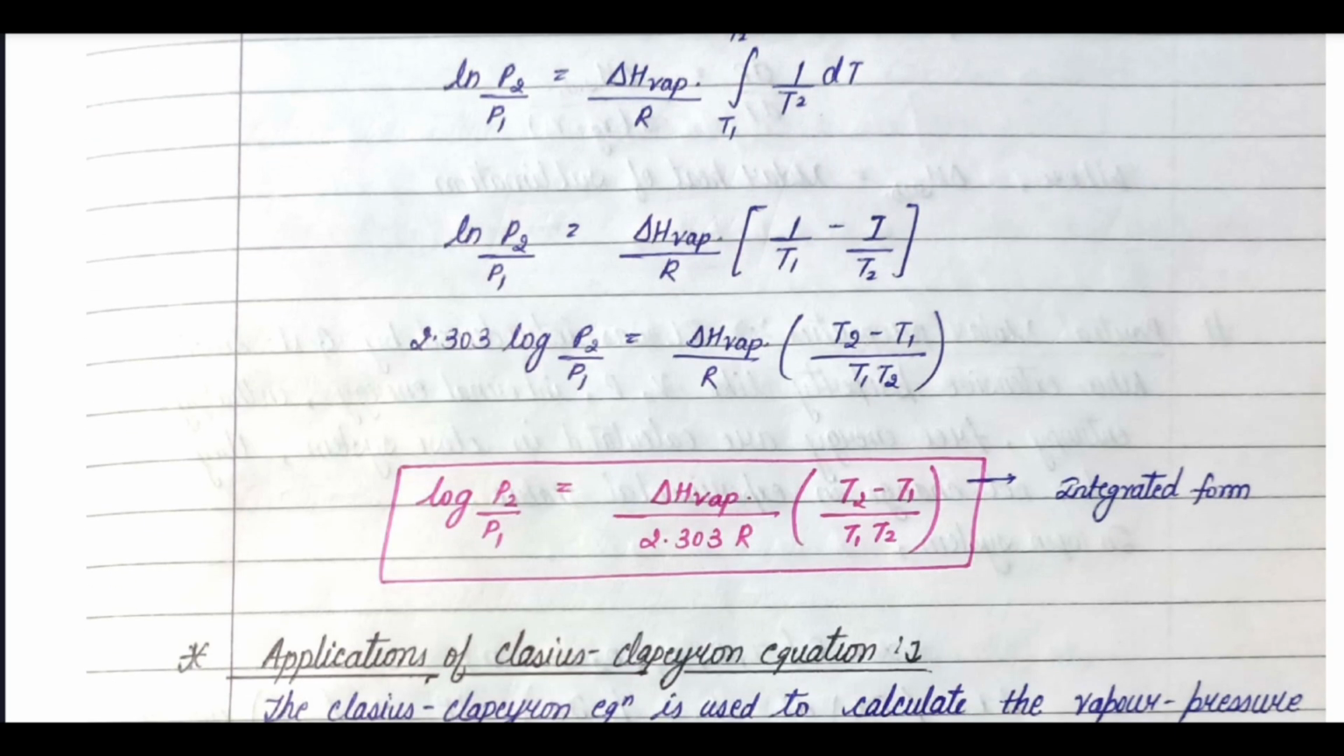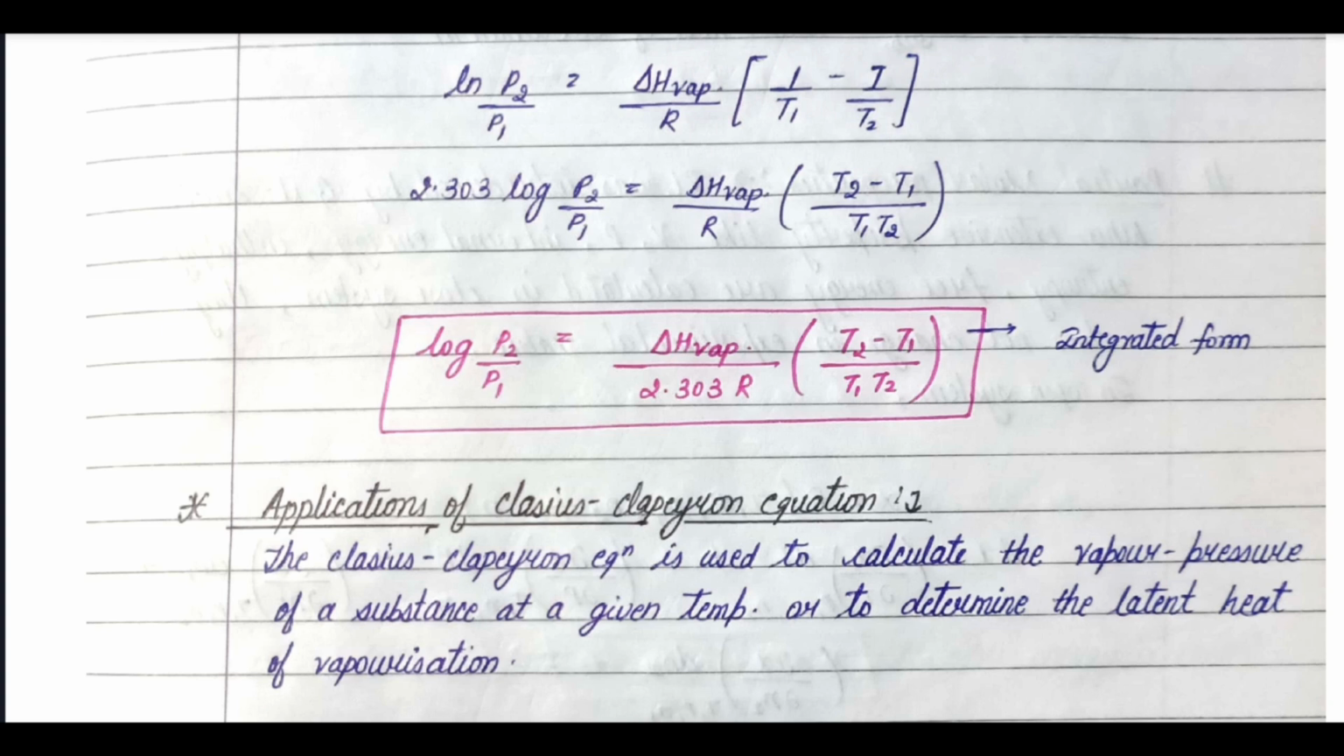2.303 log of P2 by P1 equal to delta H vaporization by R into (T2 minus T1) by (T1 into T2). Log of P2 by P1 equal to delta H vaporization by 2.303 R into [(T2 minus T1) by (T1 into T2)], integrated form.